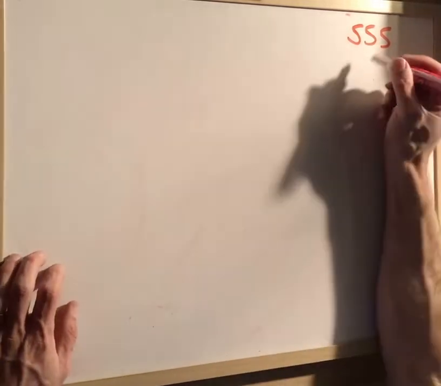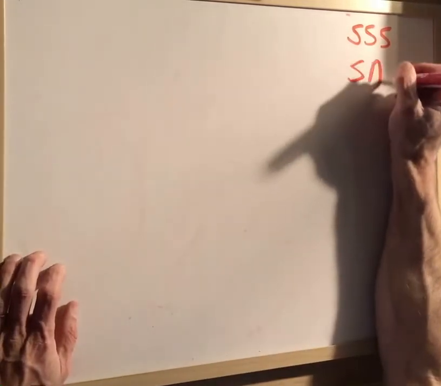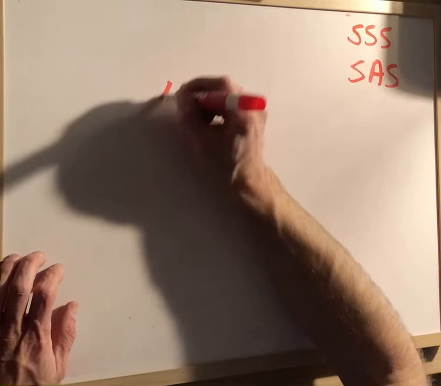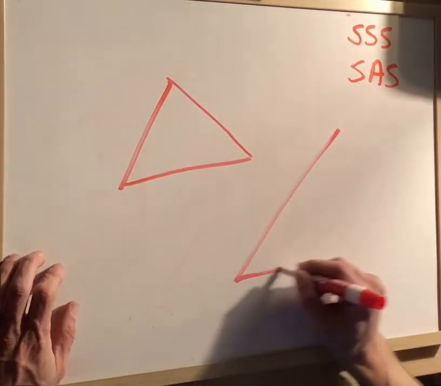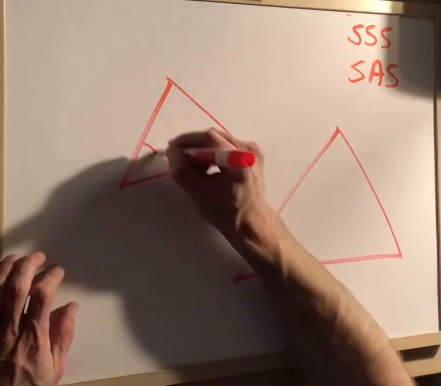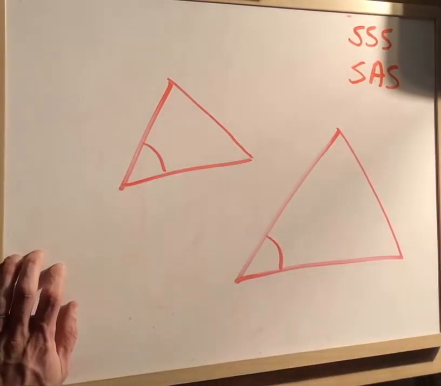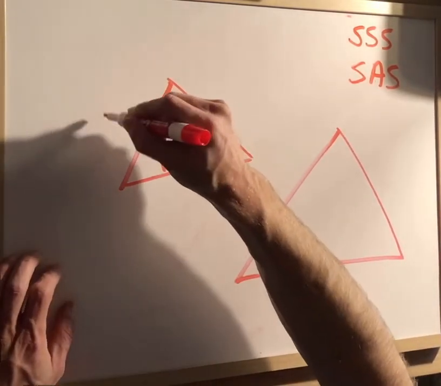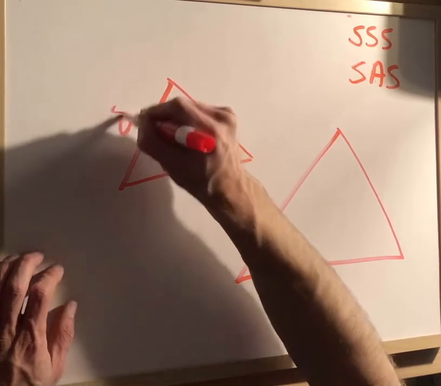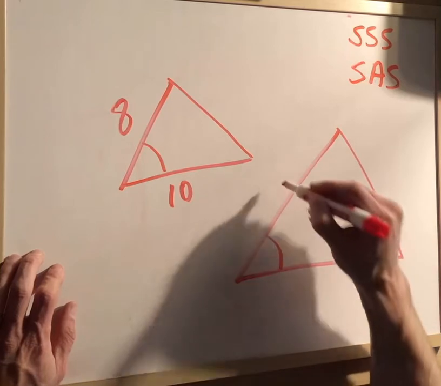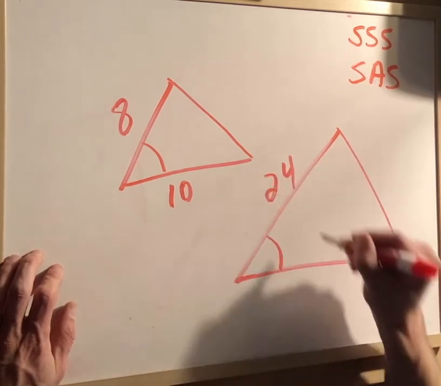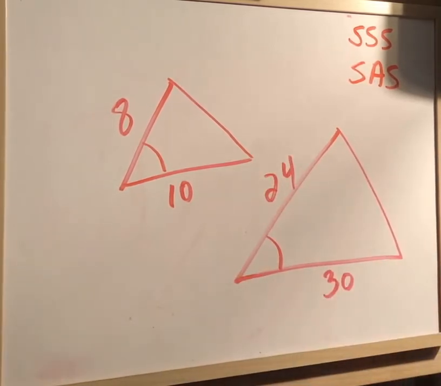The next thing we did was side, angle, side. All right, here is a triangle. Let's say this is a bigger triangle. And let's say there is some congruent angle in between these 2 sides. Let's say this is 8 and this is 10. And let's say this is 24. I don't know. Let's say this is 30.